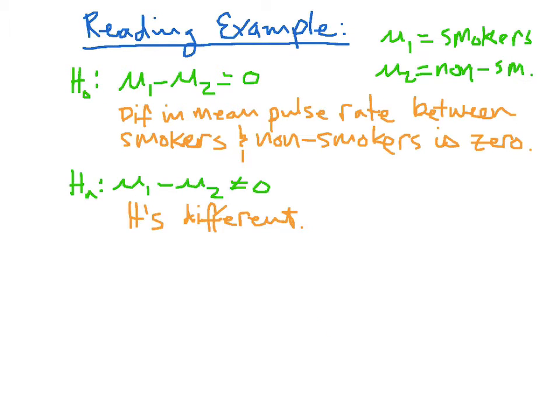So in a reading example, we have smokers and non-smokers, and we're trying to find out if the mean pulse rate between the smokers and non-smokers is different. That's what it says in the question. And so we use the null, there's no difference, and then here we're using a two-tailed test that they're different.